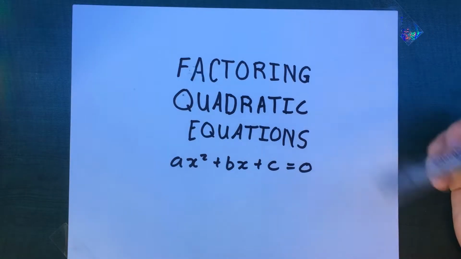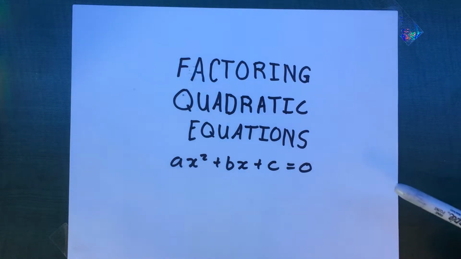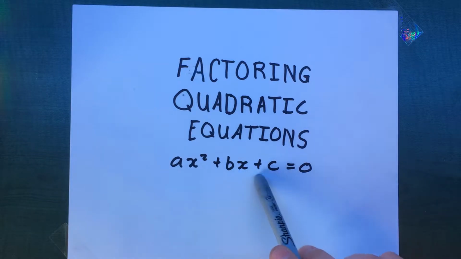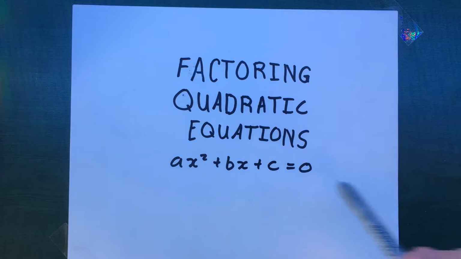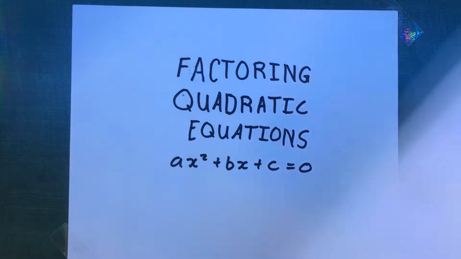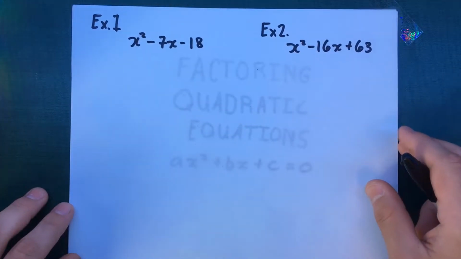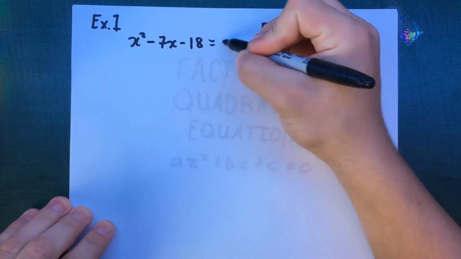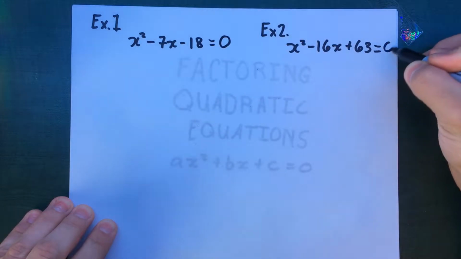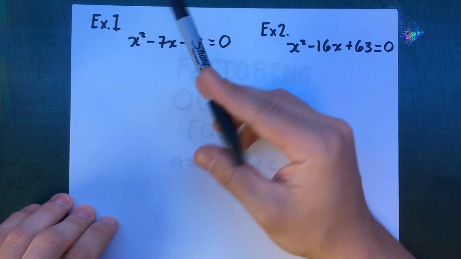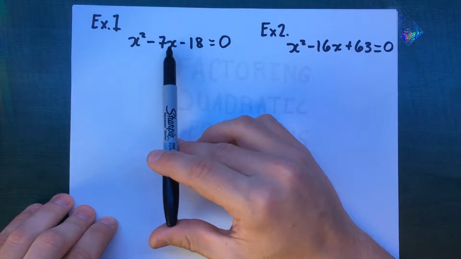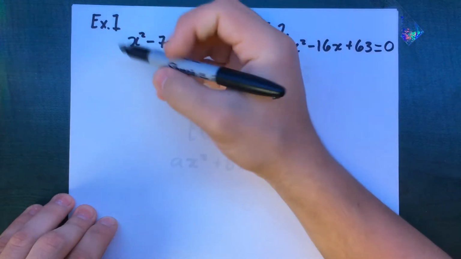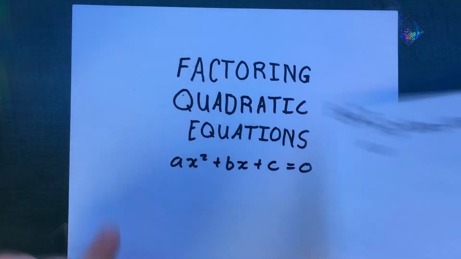Alright, so in this video, I'll be showing you how to factor quadratic equations in the basic form ax squared plus bx plus c is equal to 0. So here I have two basic examples of factoring the quadratic equation in its basic form. Just set those equal to 0. So for our first example, x squared subtract 7x subtract 18 is equal to 0. So we can also look at this as our basic formula, which we saw from the first sheet.